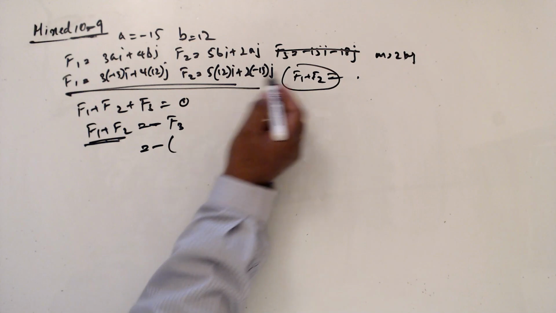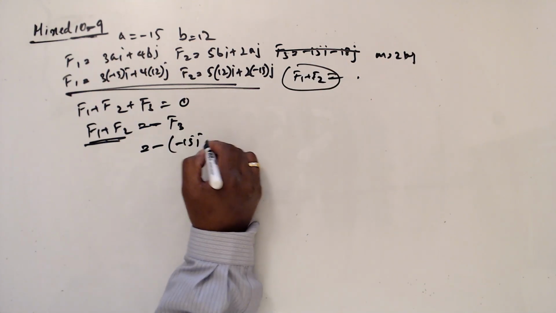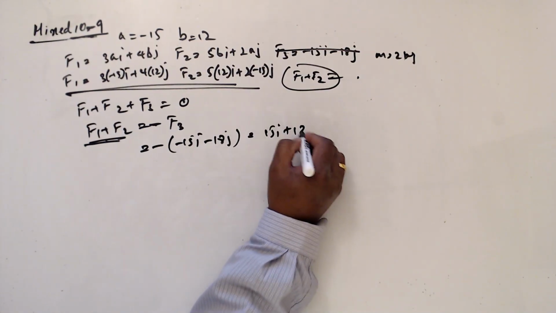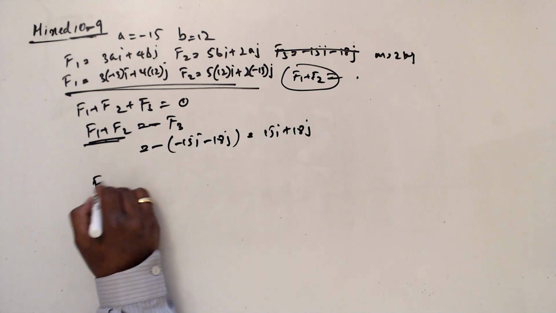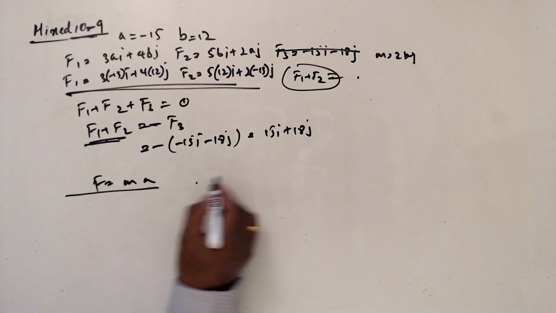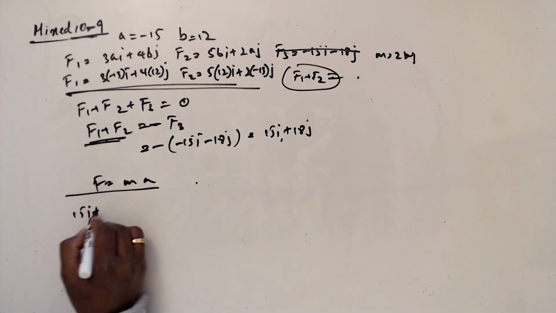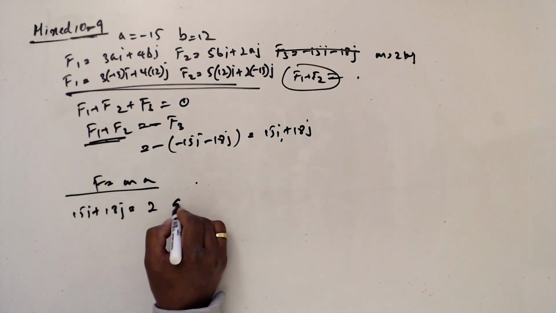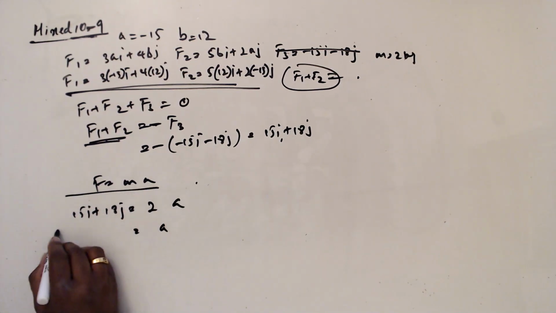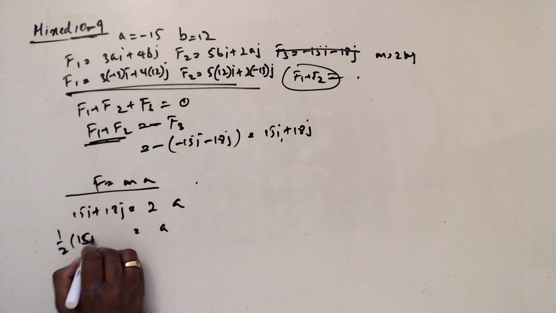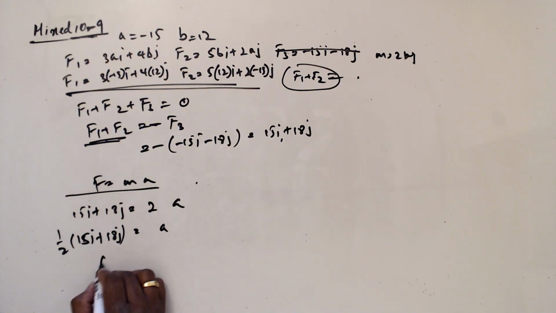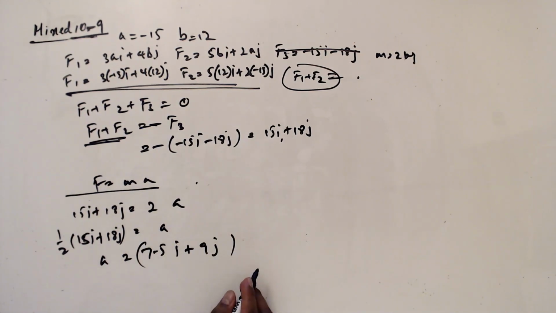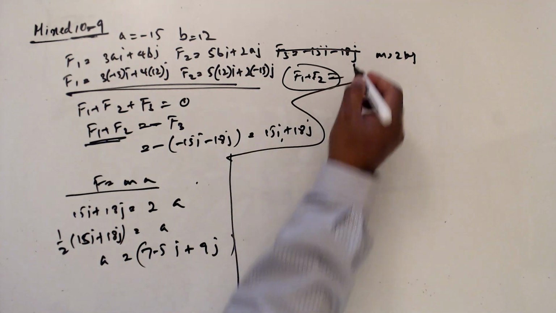So minus F3 is given minus 59 minus 18j. So this is going to be 15i plus 18j. So F equals ma, when we consider the total force, is 15i plus 18j equals m times 2 times a. So a is half times 15i plus 18j, which is 7.5i plus 9j. So we need to find the magnitude.